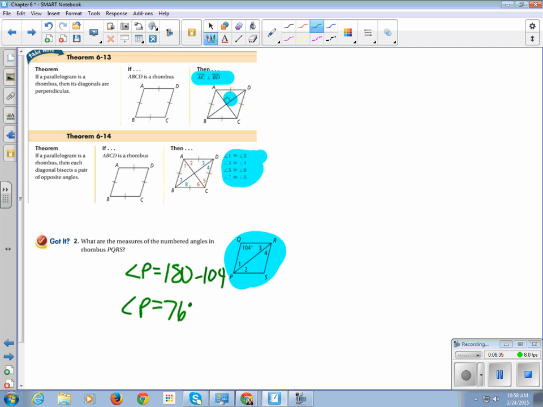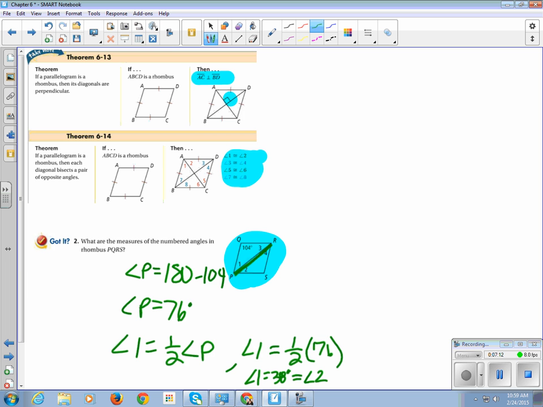And then because this is a rhombus, it bisects angle P. So I know angle 1 is half of angle P because it bisects it. So what is half of 76? 38, thank you. So angle 1 is 38 degrees. And that is also angle 2.